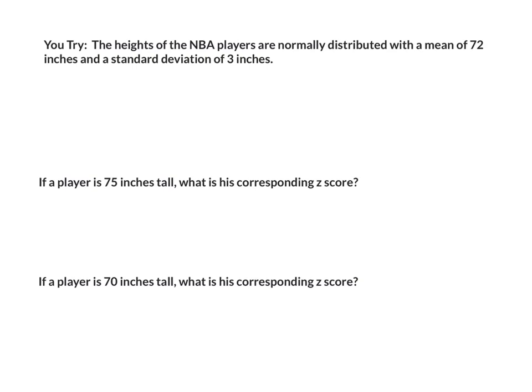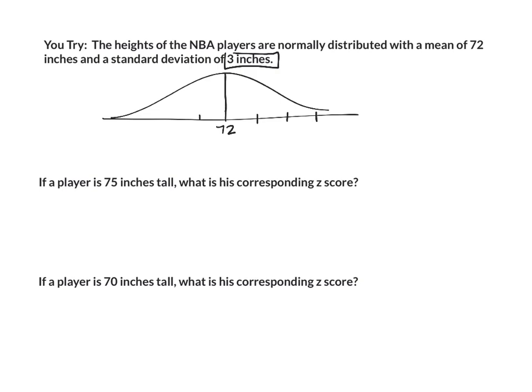So I think I need to just draw a picture first. So I have my line with my curve, and in the middle I put the mean. So the mean is 72, and a standard deviation of 3. So what that means, a standard deviation of 3 is every one standard deviation to the right and every one standard deviation to the left, I'm going to add 3. So I'm going to add 3 to the 72, and I get 75. Then add 3 to that, and I get 78. Add 3, and I get 81.